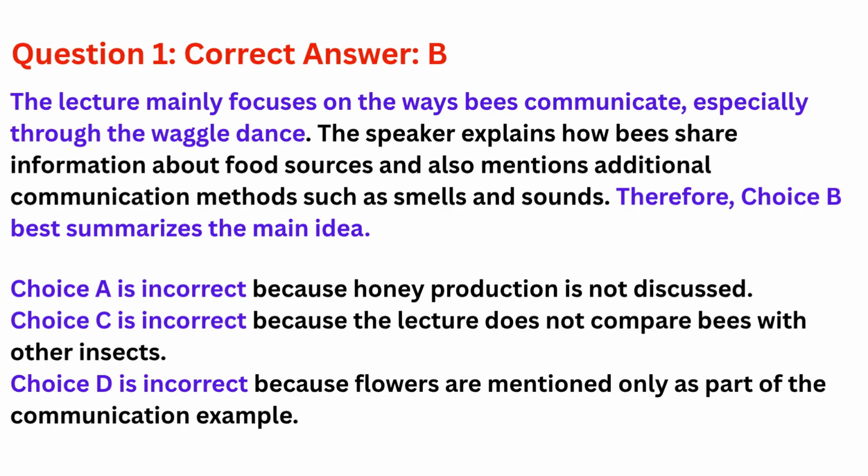Choice A is incorrect because honey production is not discussed. Choice C is incorrect because the lecture does not compare bees with other insects. Choice D is incorrect because flowers are only mentioned as part of the communication context, not as the main topic.